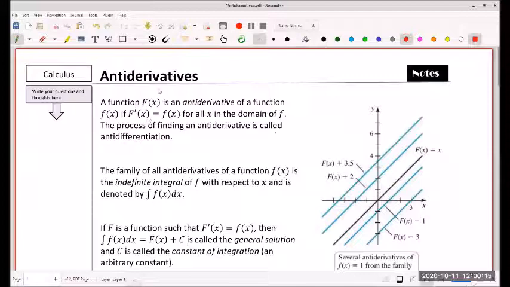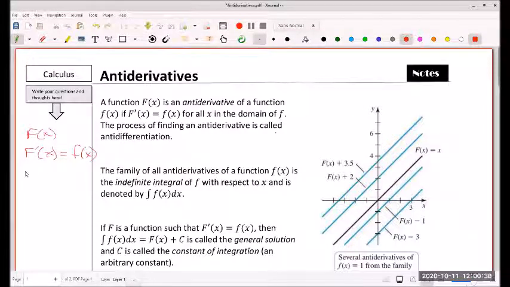Okay, in this video, we're going to talk about antiderivatives. So we'll use a big F, capital F, to represent an antiderivative of a function little f of x. And that works if the derivative of big F is equal to little f. So we have F of x, and we'll take the derivative. So F prime of x would equal little f of x.